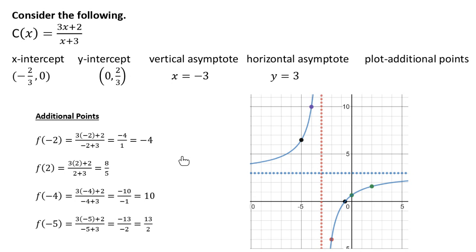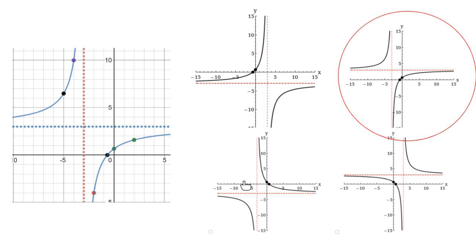Okay. So again, the additional points are important for us to be able to do our graph. On WebAssign, again, they give you the 4 graphs. Eliminate the ones that don't make sense, right? Always check your asymptotes first, and that's going to help you eliminate a few of the choices. And so this graph is going to be this one here. Any questions on that?